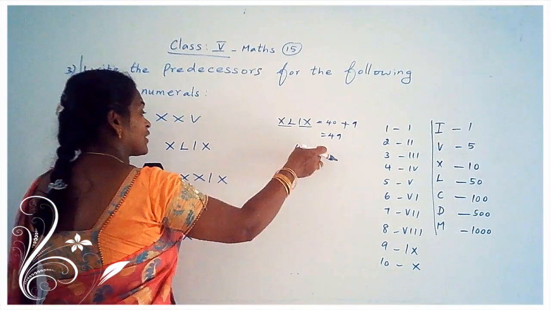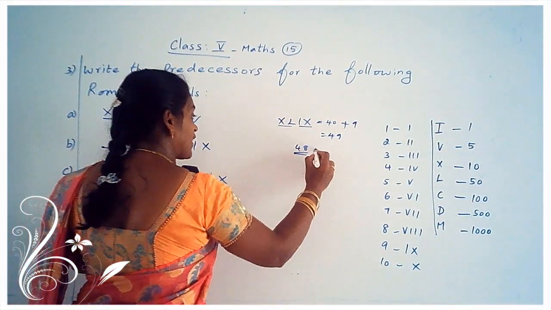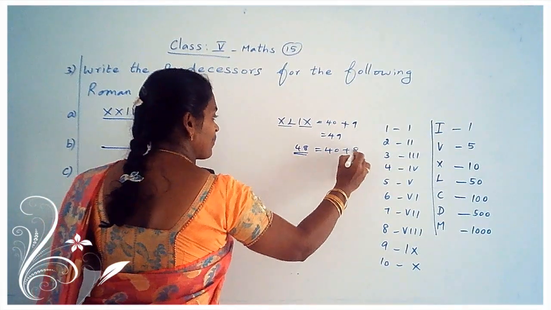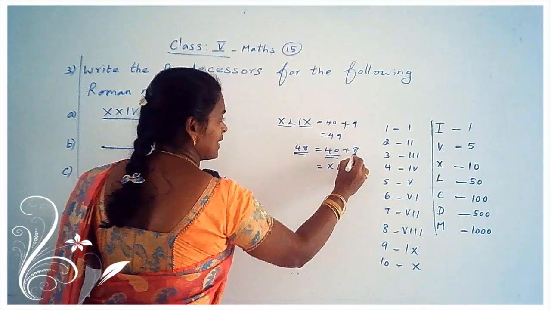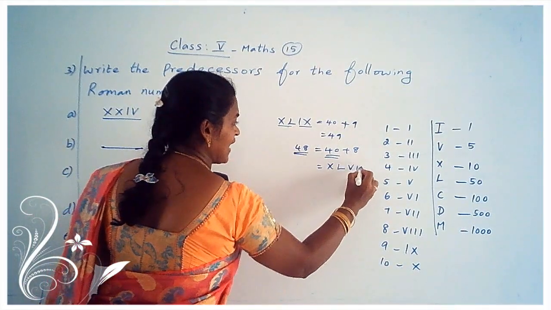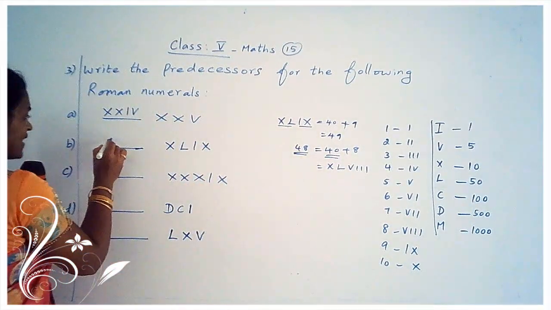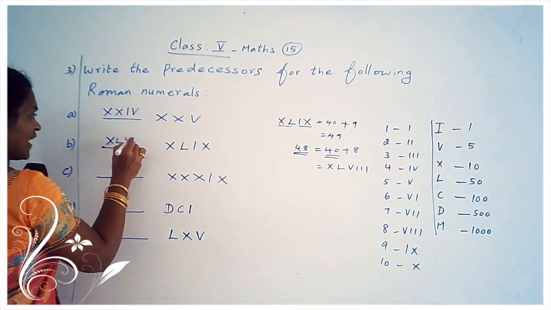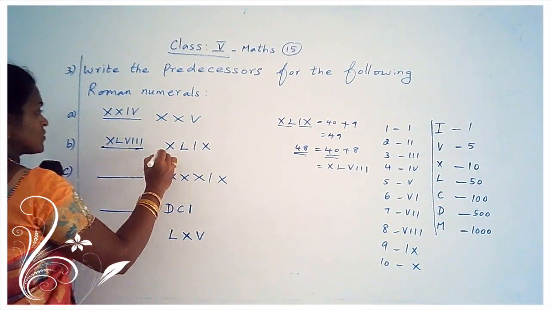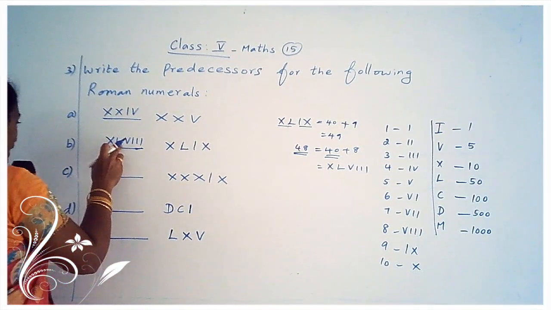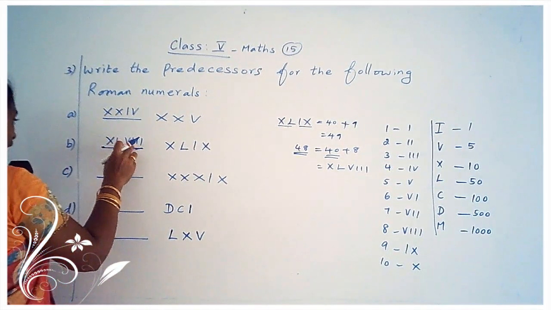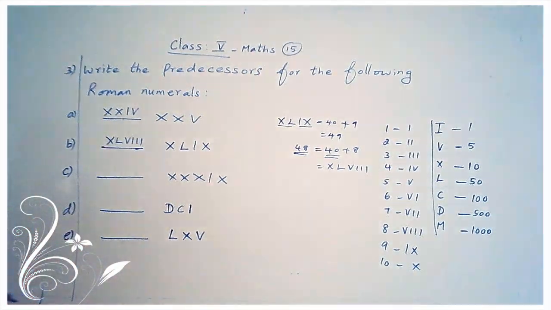Now you convert into Roman numerals. 48 can be written as 40 plus 8. Here 40 means XL, and 8 means VIII. So your answer is XLVIII. The predecessor of XLIX is equal to XLVIII. Are you clear?